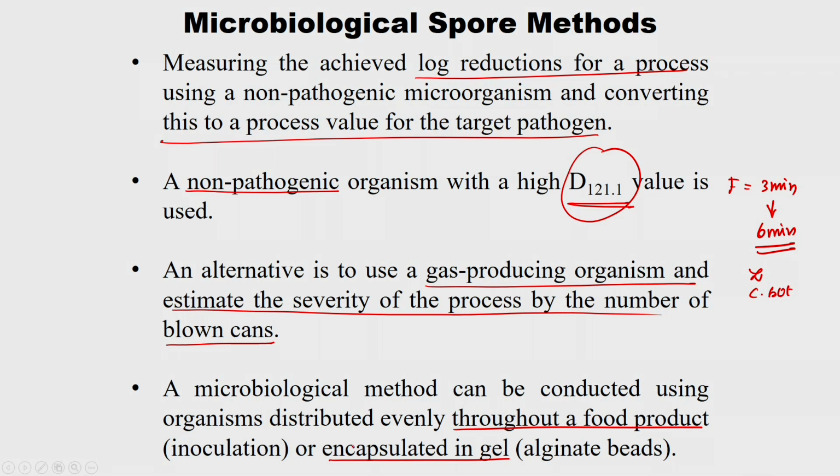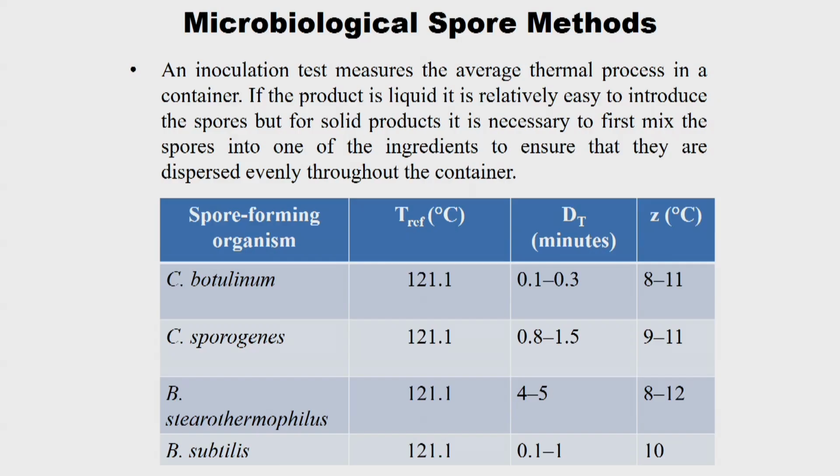For example, if it is a solid food, the initial spores should be mixed properly and the number of spores should be distributed uniformly in the product. And if it is a liquid product, we use the encapsulated spores. So, the encapsulation material here is alginate beads. So, the inoculation test measures the average thermal process in a container.